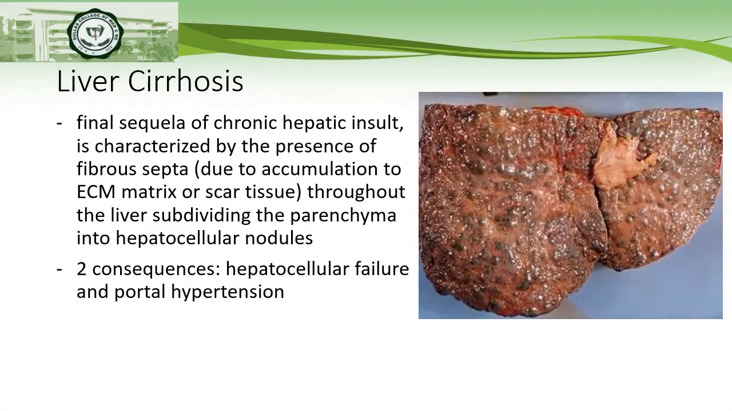Cirrhosis, the final sequela of chronic hepatic insult, is characterized by the presence of fibrous septa throughout the liver, subdividing the parenchyma into hepatocellular nodules. Cirrhosis is the consequence of sustained wound healing in response to chronic liver injury. Approximately 40% are asymptomatic, but progressively deteriorate, and liver transplantation or death is typical after the development of end-stage liver disease.